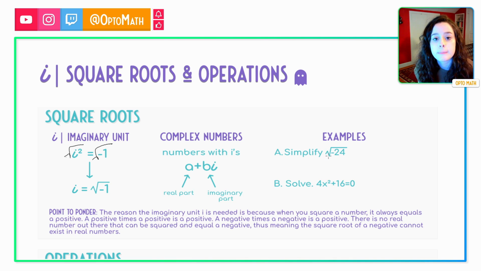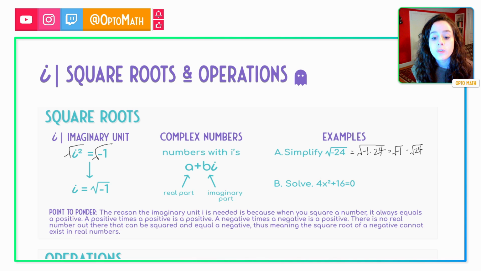Let's take a look at some examples. A says simplify the square root of -24. Okay, so we could rewrite the inside of the square root as -1 times 24. So we're rewriting that radicand. Remember, that's the word we use to talk about what's underneath the square root. So then we could separate to the square root of -1 times the square root of 24.